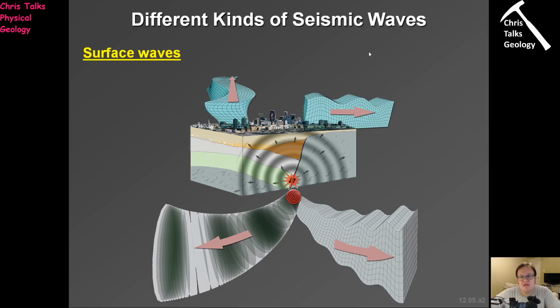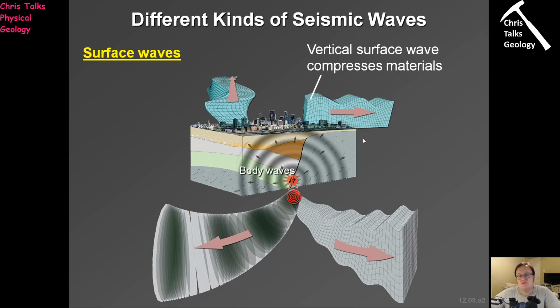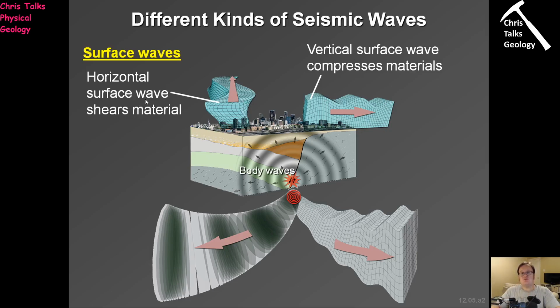So obviously over here we have our surface waves and here we have our body waves. In terms of surface waves, the first type is going to cause the vertical surface wave, which compresses materials, whilst the other type is the horizontal surface wave, which is going to shear materials. So one of them will cause stuff to go up and down, while the other will cause stuff to go from side to side.